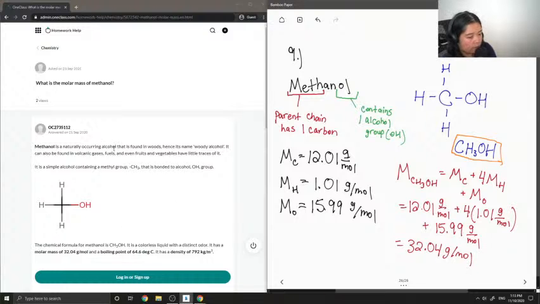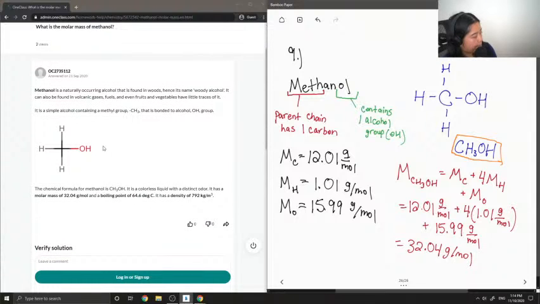Okay, so let's see what the junior tutor said. Methanol is a naturally occurring alcohol that is found in woods, hence its name, woody alcohol. It can also be found in volcanic gases, fuels, and even fruits and vegetables have little traces of it. It is a simple alcohol containing a methyl group, CH3, that is bonded to alcohol, OH. The chemical formula of methanol is CH3OH. It is a colorless liquid with a distinct odor.